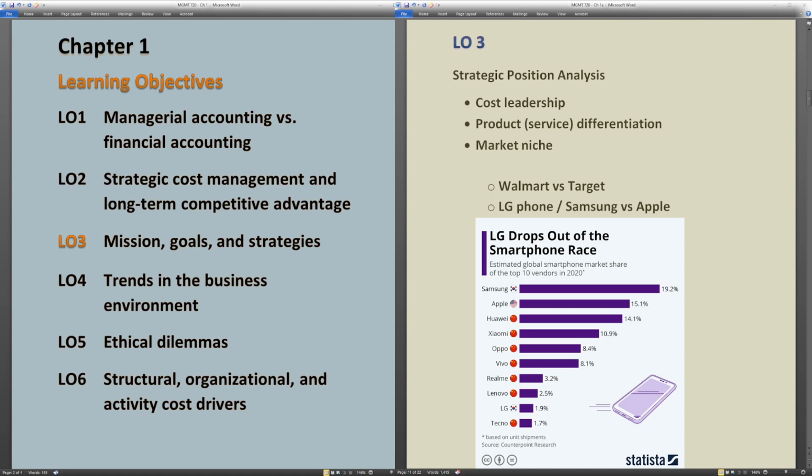Lenovo, if you don't know, is the PC, the personal computer division of IBM. IBM had a personal computer division, and then they sold it to China, and China renamed it Lenovo. So Lenovo is actually a former IBM unit. LG, now they've dropped out, so Techno.